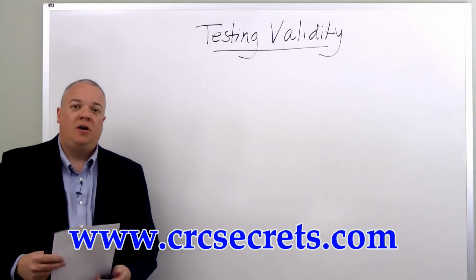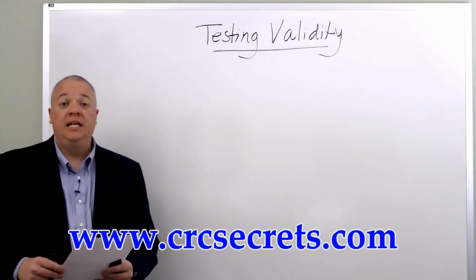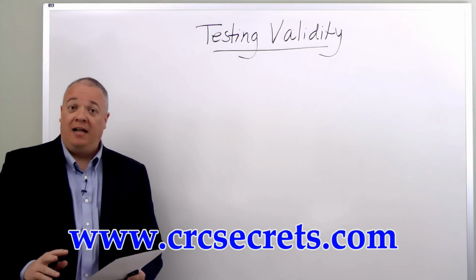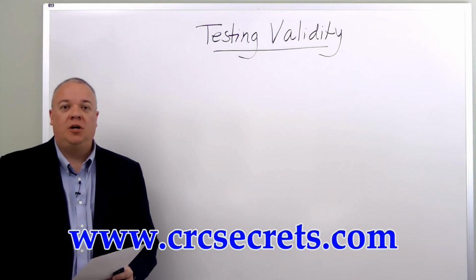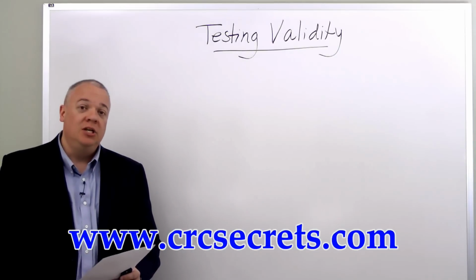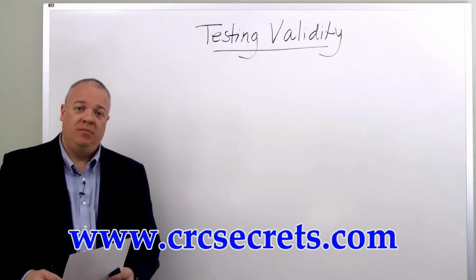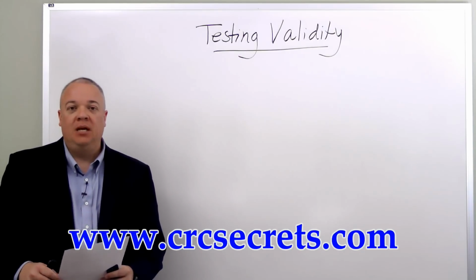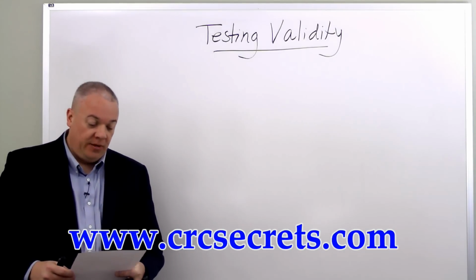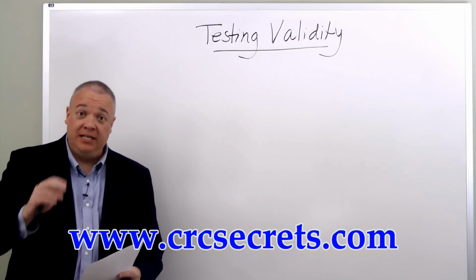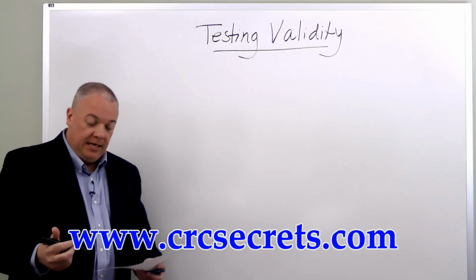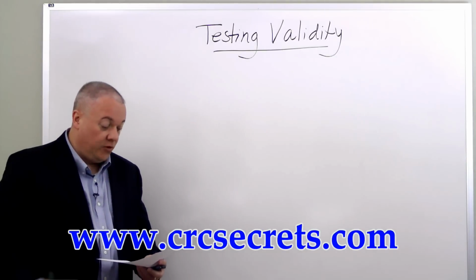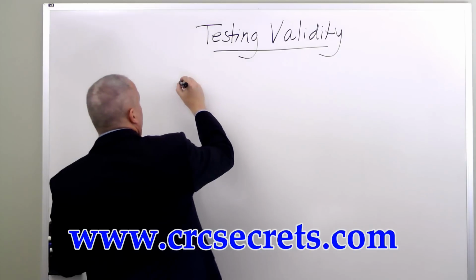Today I thought it'd be helpful to talk a little bit about validity, in this case testing validity. When we think about the validity of something, we're talking about the effectiveness or the accuracy of something. Accuracy and effectiveness would both be synonyms for the word validity. When we think in terms of testing validity, we need to think of four types of validity in testing. The first is content validity.